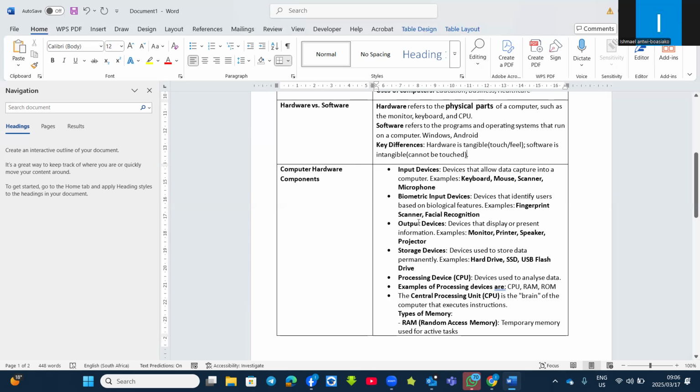And then we also have the output devices. The output devices display the information. An example is the monitor. The monitor displays the information, or your touch screen. We also have the printer, speaker, and projector. Also, you can say touch screen.